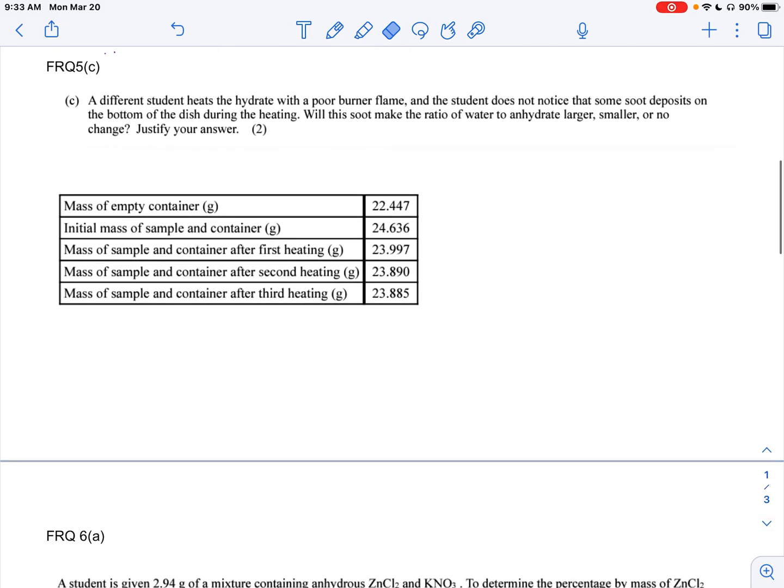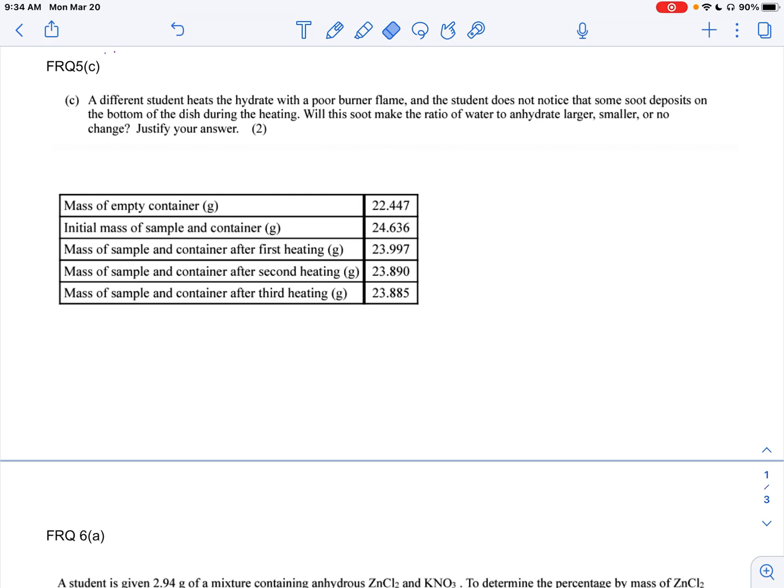Next, we have the experiment question. Okay. So this question said, what? Nope, that's 6A. Sorry, I was thinking of the wrong one. Would the ratio be smaller? There'd be more actual mass of ZnCl2 compared to heating it with a stronger partner.